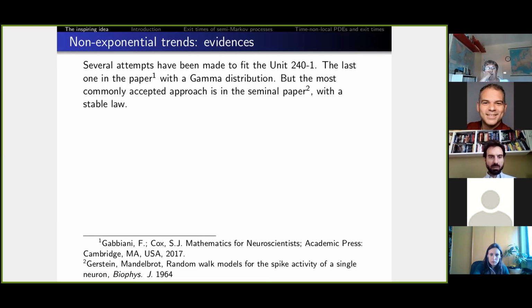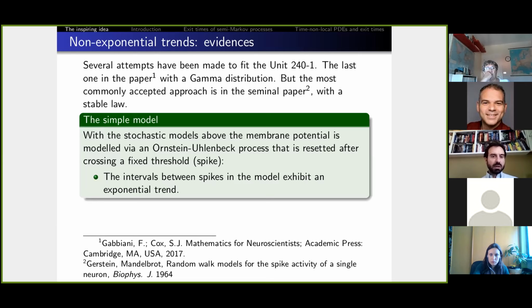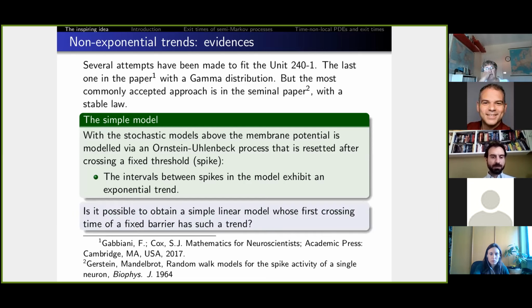So it turns out that in the very classical model described above, the solution to the SDE is a slight modification of an Ornstein-Uhlenbeck process. In this case, it can be proved that the intervals between spikes, so fires of the neuron, have an exponential trend. The question is if it is possible to attain a linear model, a very easy model like this, having the same interpretation of the parameters, such that the trend can be fitted to be not exponential.